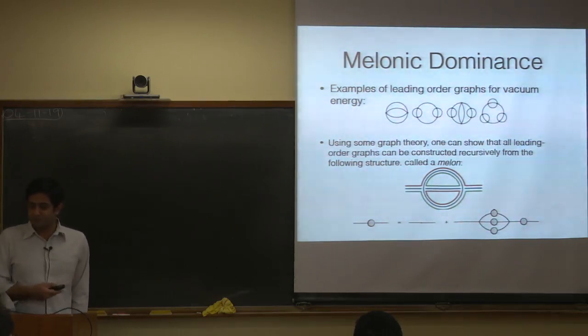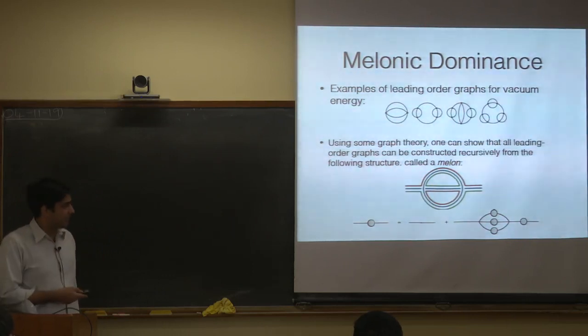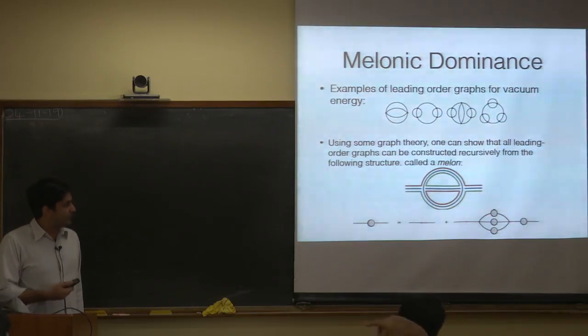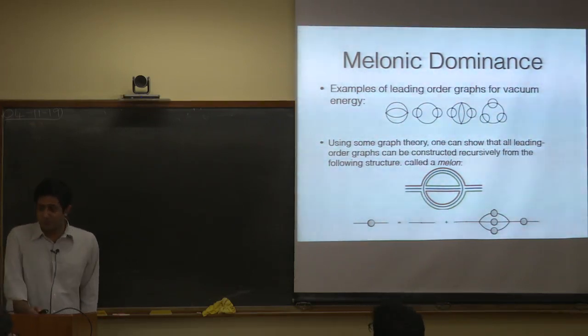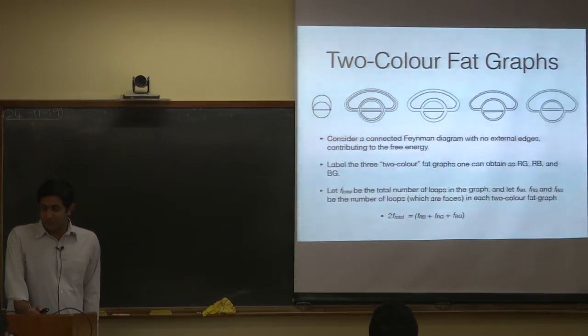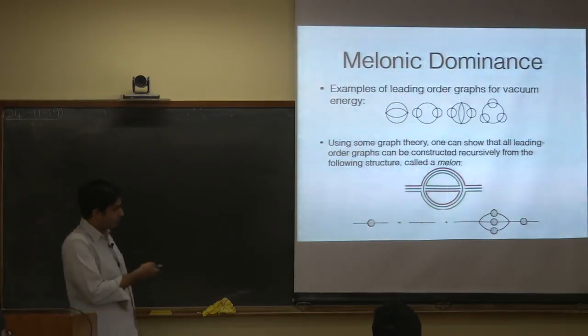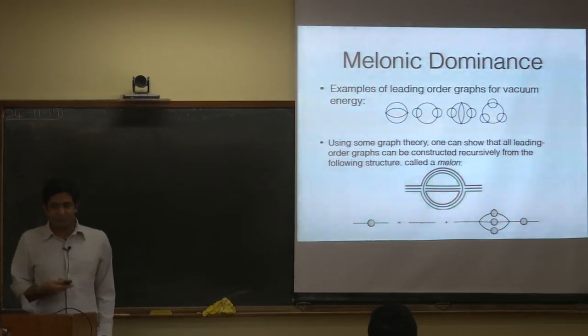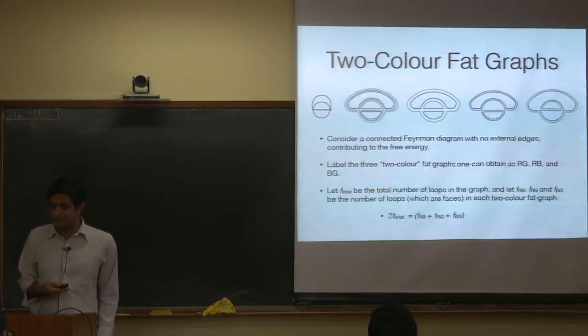So this is the outline of the argument. Everything can be generated by just insertions of this, by replacing a propagator by this. That's what we mean by melonic. Got it. Okay. So then the standard technique. Well, yeah. So now I'll just flesh this argument out in detail with the graphs. So this is what we're going to show.